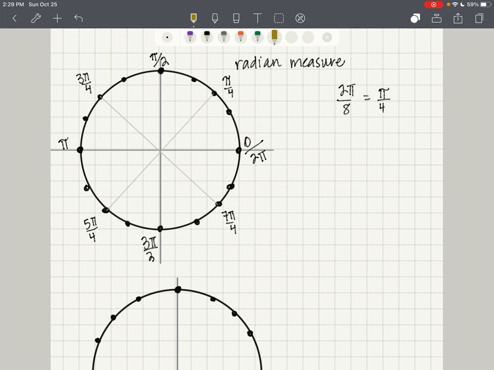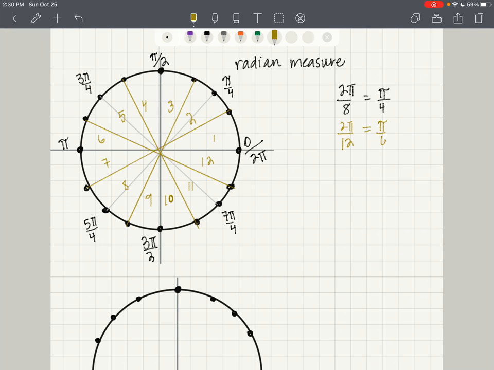Now we can break our circle up into 1, 2, 3, 1, 2, 3, 4, 5, 6, 7, 8, 9, 10, 11, 12 pieces. We can take 2 pi and break it up into 12 pieces, which is pi over 6.